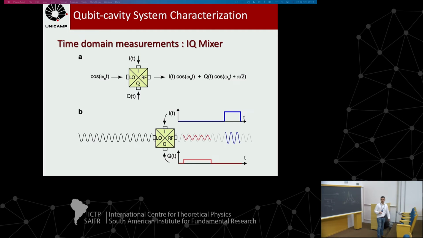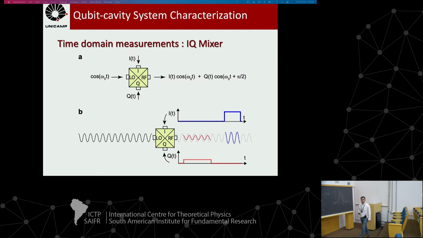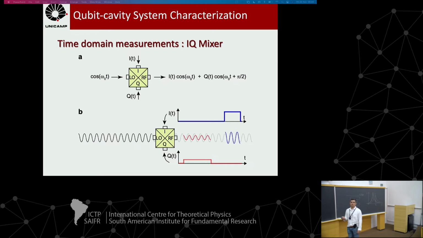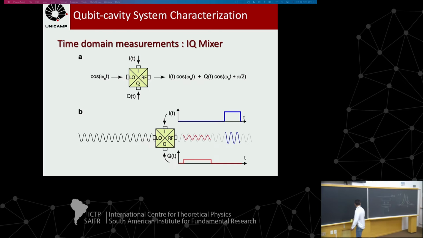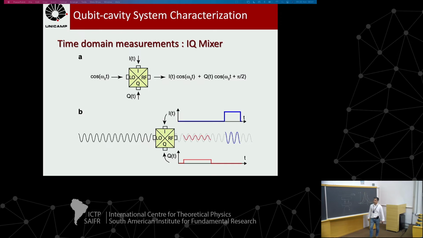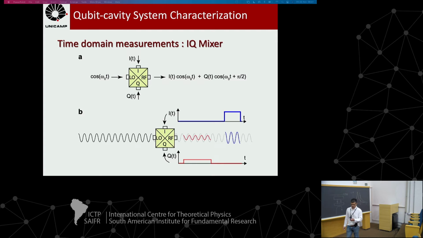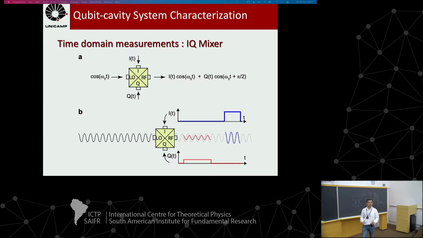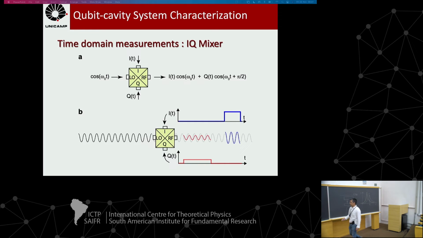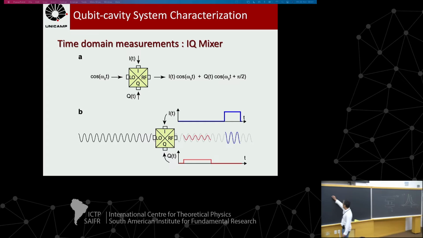So what we need to do is to do a time domain measurement. Okay? We need to do the measurements with no photons inside of the cavity. And we do that creating pulses that we are going to send to the qubit and to the cavity in specific times to do the measurements we want. Okay? So we do something like that.